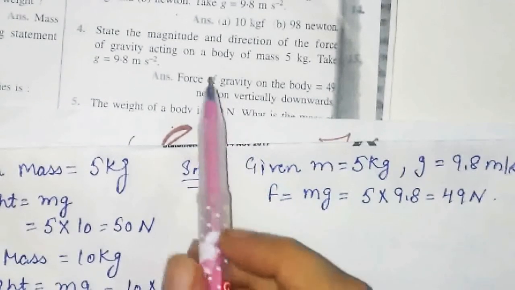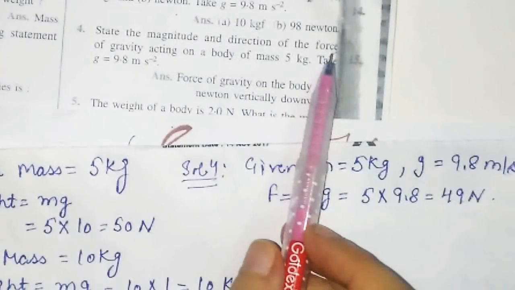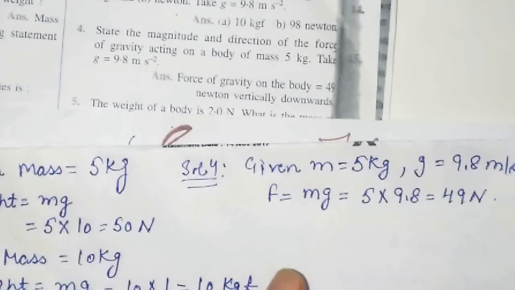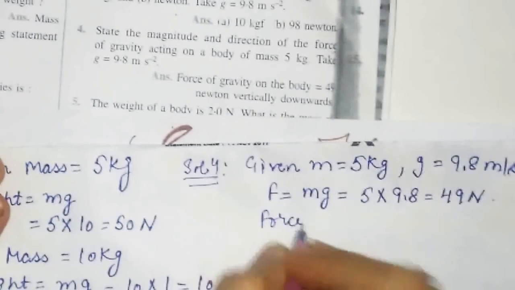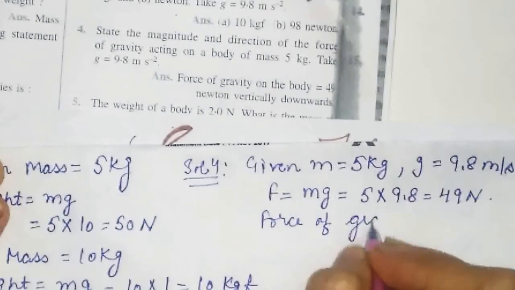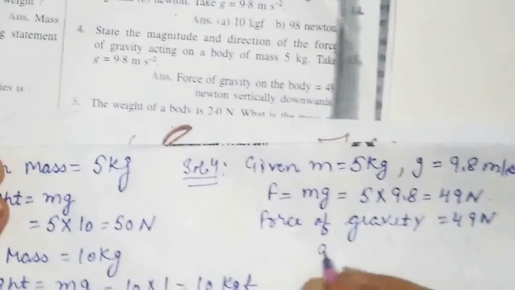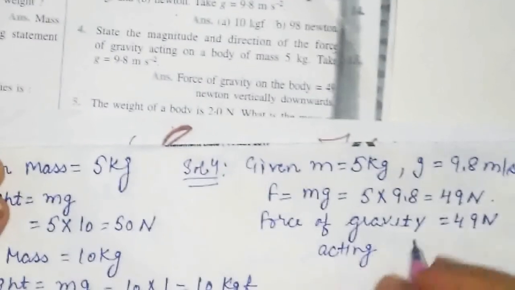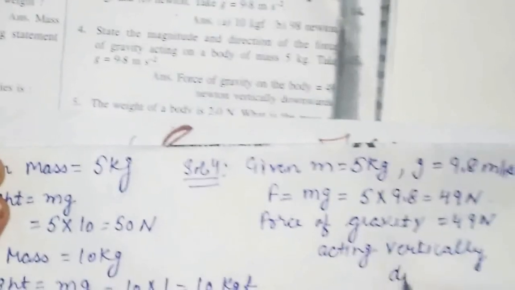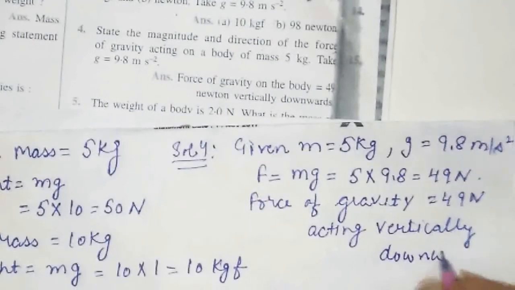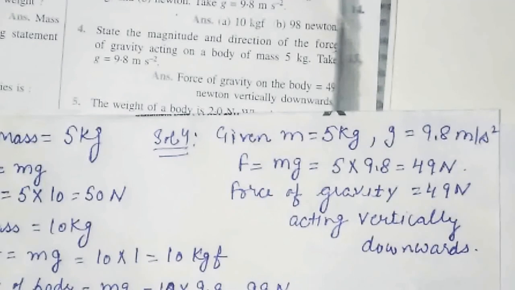And also in this question we are asked the direction of force. So the direction of force will be vertically downward due to the force of gravity. So we can write here, force of gravity is equal to 49 Newton. So the force of gravity will act vertically downwards. So this is your answer of the force numerical.